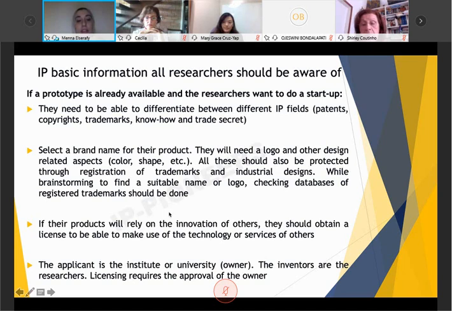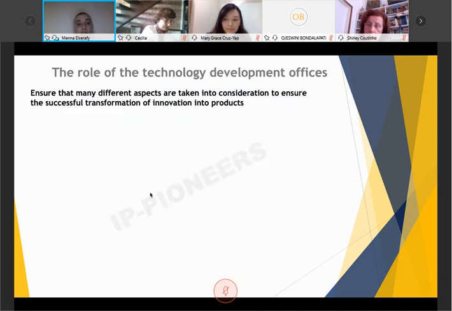And also the one thing people should always remember as researchers: if you work in an institute or a university, the applicant is always actually the university or the institute itself, and the inventors are the researchers. So this makes the institute or the university the owner of the IP rights. And if someone wants any licensing or any agreements, any royalties would be paid back to the university. They would always go to the owner and not the researcher himself.